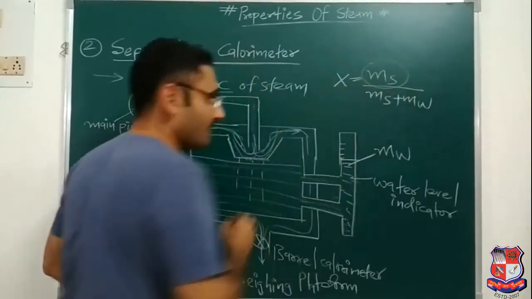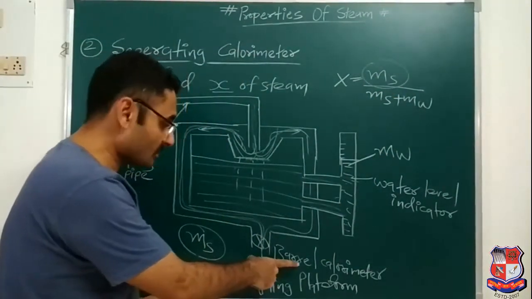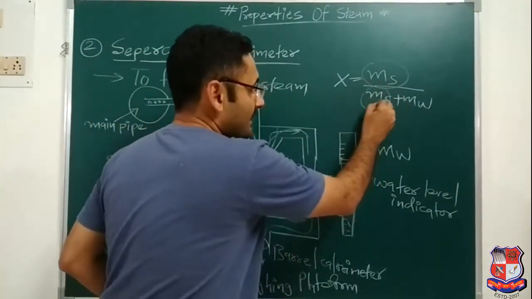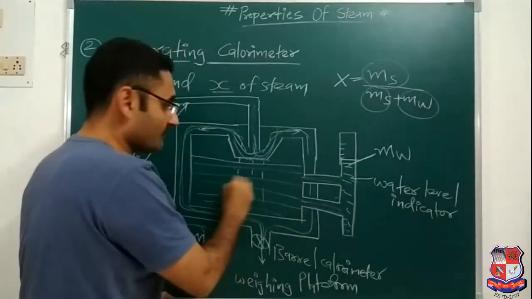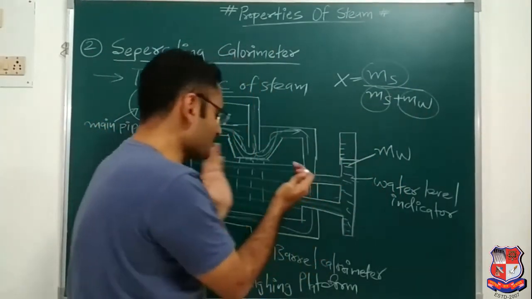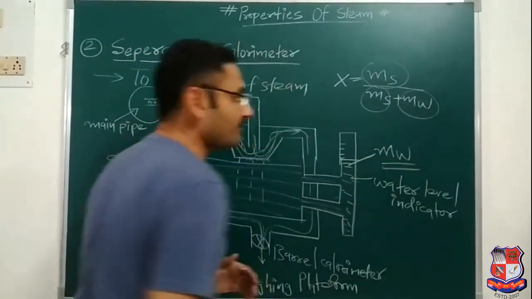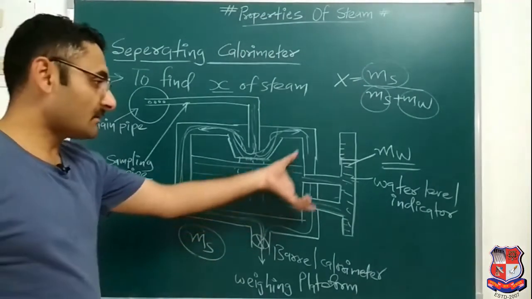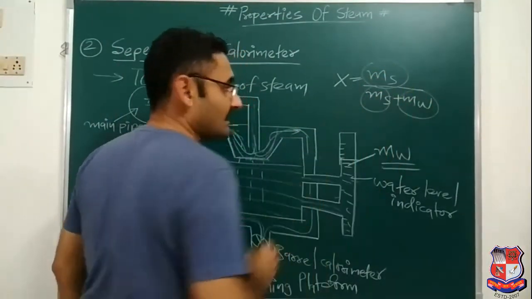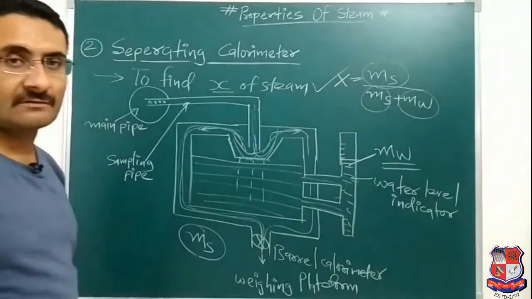Where will you get the mass of steam value from? You will get it from the barrel calorimeter, because the barrel calorimeter will measure the mass of steam. The mass of water will be measured by what? It will be measured by the water level indicator, which is connected with the separating calorimeter. So you will insert each and every value in this equation, so that you will get the answer of the dryness fraction value of the steam.